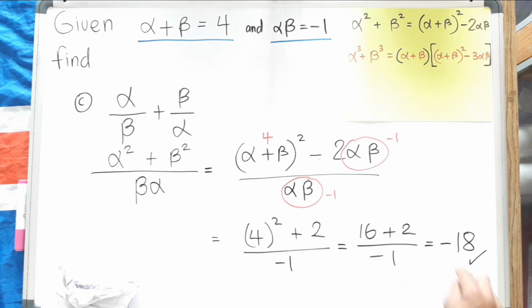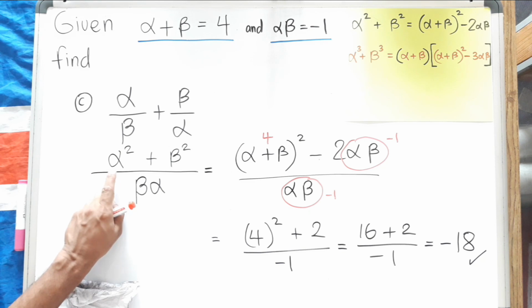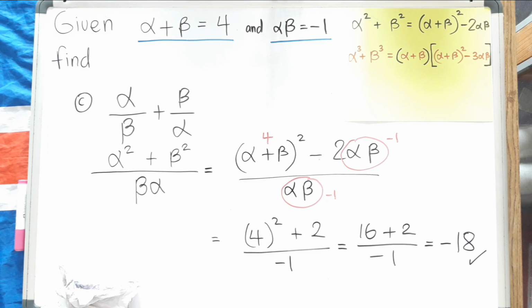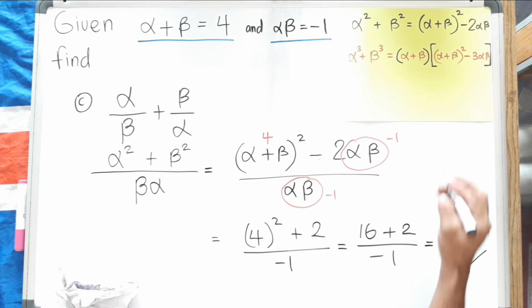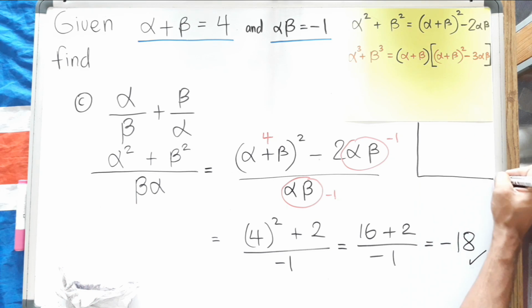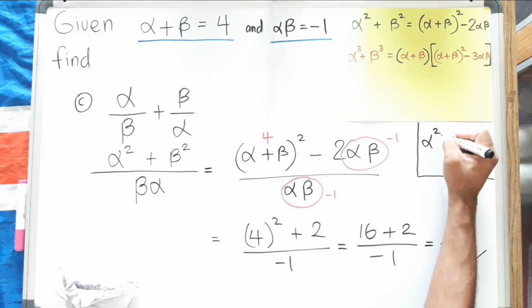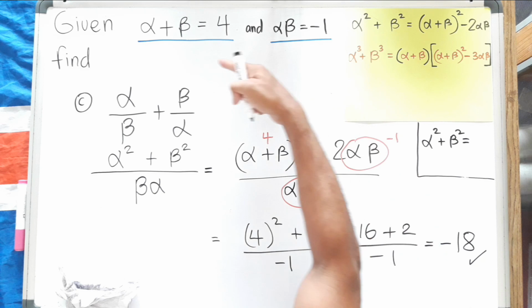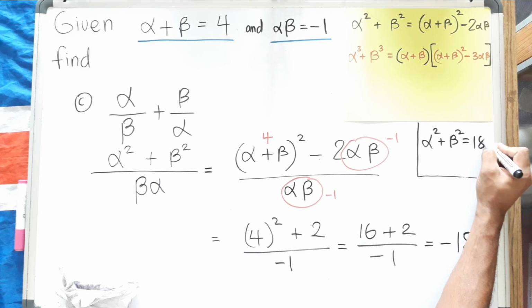Now, similarly, I just want to hold this answer because we're going to need it later. Where's the alpha squared plus beta squared? That's the top. The top works out to 16 plus 2, which is 18, before we divided it by minus 1. So I'm just going to hold this answer for later on in a question that I plan to do. If we ever see alpha squared plus beta squared again in this particular question, we will get 18.